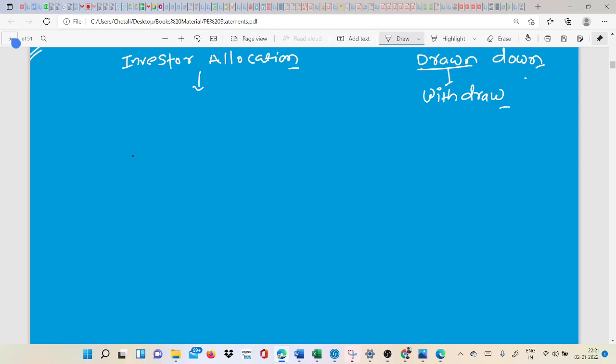In a PE, what do we withdraw then? Capital, correct? And once we withdraw, what do we do exactly? Actually, we are reducing, or drawing down. So it means we are reducing the capital of an investor. Simple. So that activity we call drawn down.